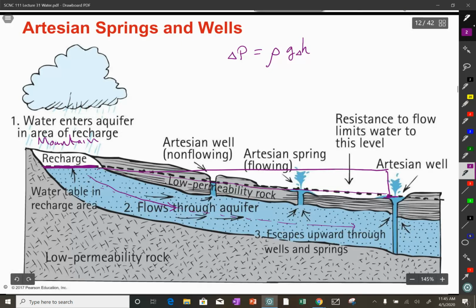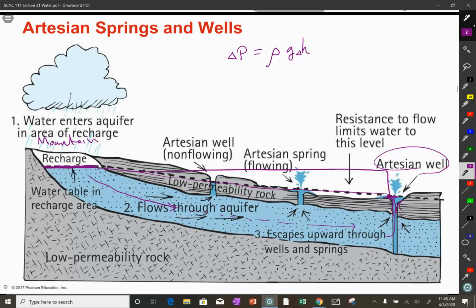But what makes this an artesian well is that we have a hole going through a low permeability rock that allows water from the aquifer to come up, and the water table is above ground level. So that means the pressure down here is going to push the water up and out of the ground. So artesian well, you just have natural water coming up out of the ground.